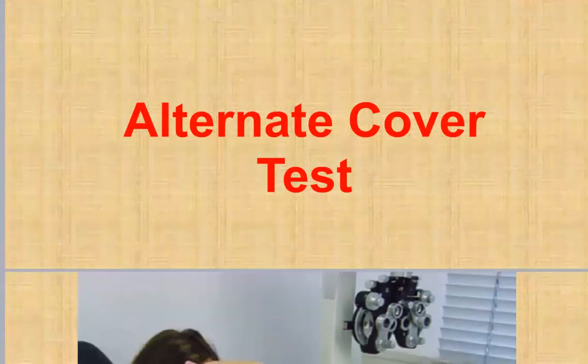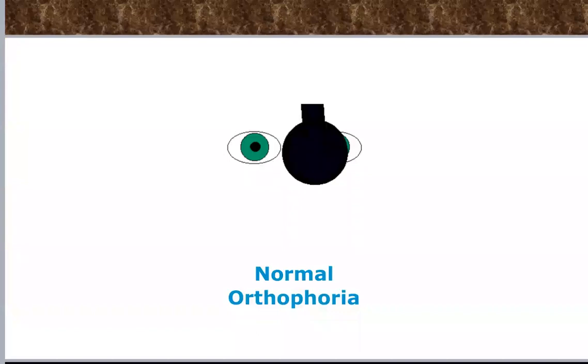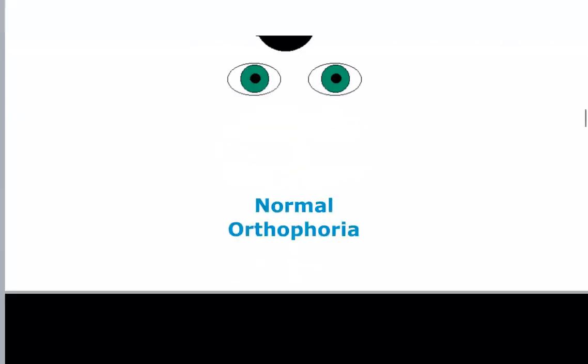Also, here in this alternate cover test, I want to mention something. Yes, it is something like that. I'm covering the right eye, then the left, and then the right, and so on. I'm noticing whether the eye has any corrective movement or not. Here, the eye doesn't have any corrective movement. So here, the eye doesn't have any phoria. Okay, so these are missing slides because of the format.